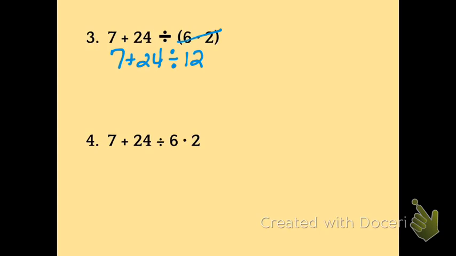Okay, that recopying, like I said, that's the key to getting it right. So what are we going to do next? We don't have any more parentheses or exponents, but we do have division. So we're going to divide 24 divided by 12, and we get what? 2. Okay, so cross out 24 divided by 12, put a 2, and then recopy the part you didn't use, which is 7 plus. 7 plus 2 is? 9. That's our final answer.